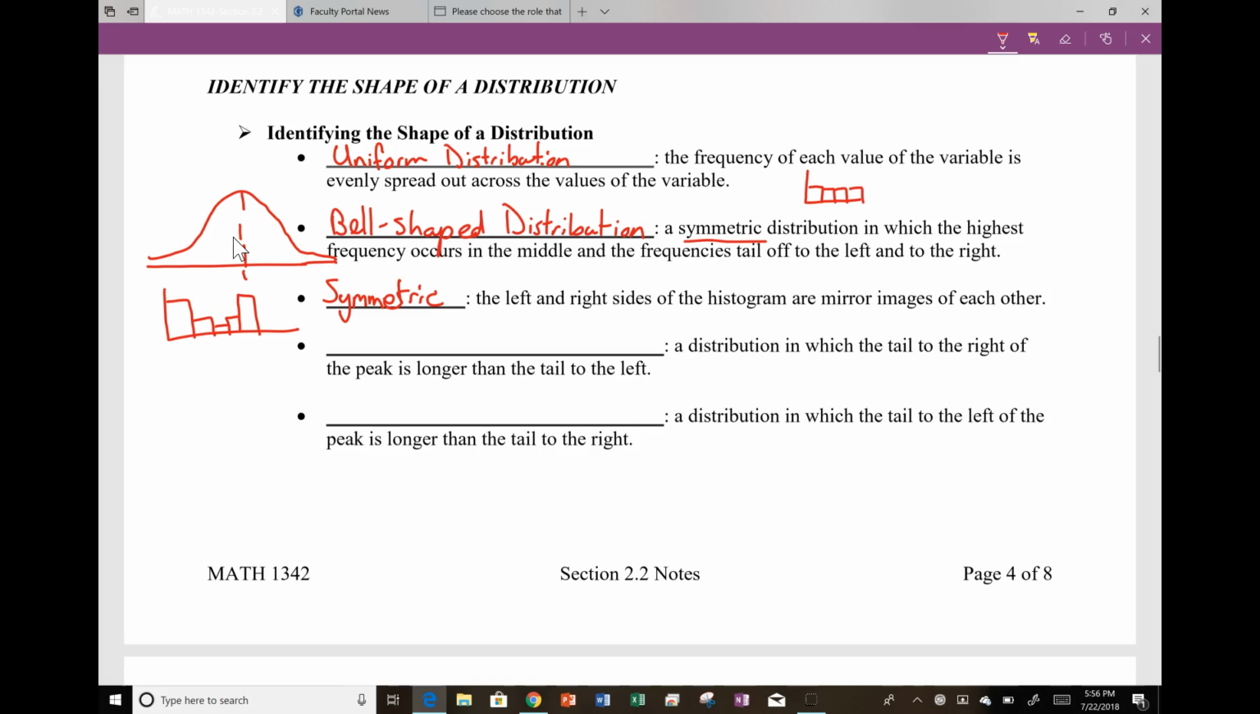The bell-shaped is symmetric because if I flip this side over to the other side, then it's on top of itself. Just because something is symmetric does not necessarily mean that it's bell-shaped, because I could draw it with the lowest frequencies in the center. And that's what the bell-shaped is, always going to have the highest frequencies in the center.